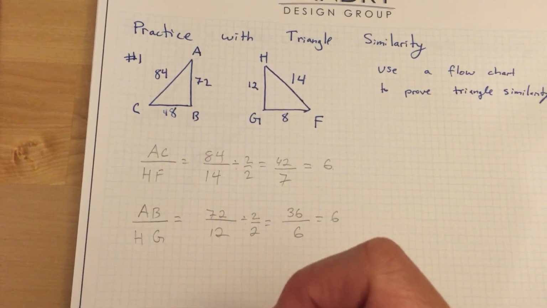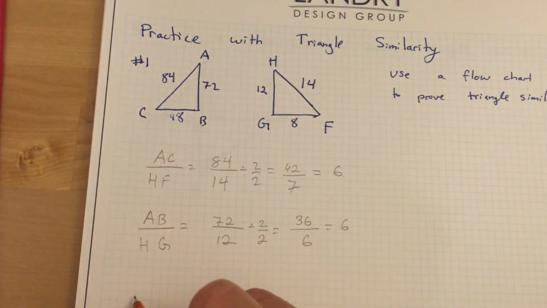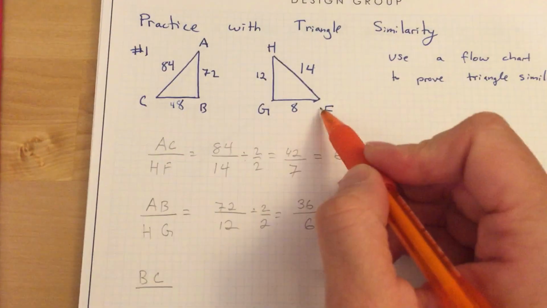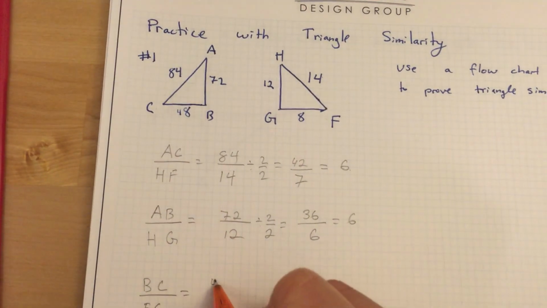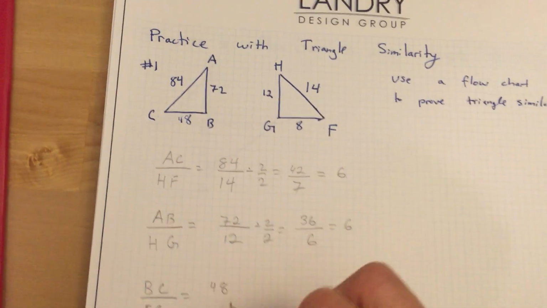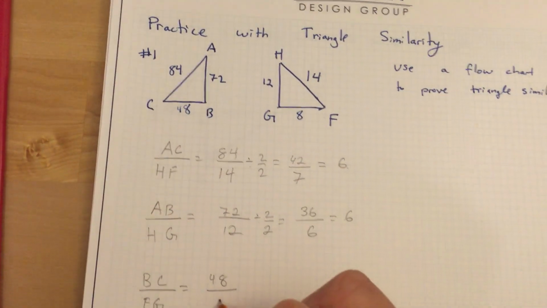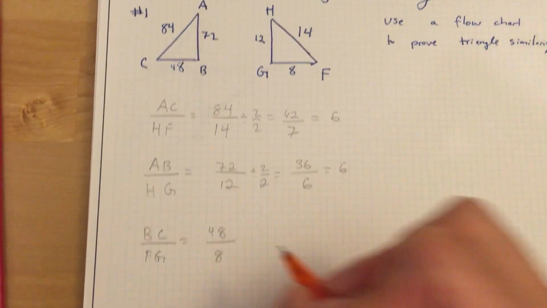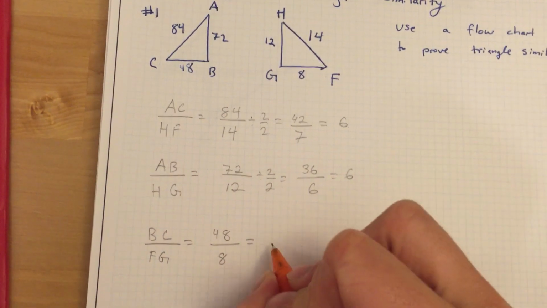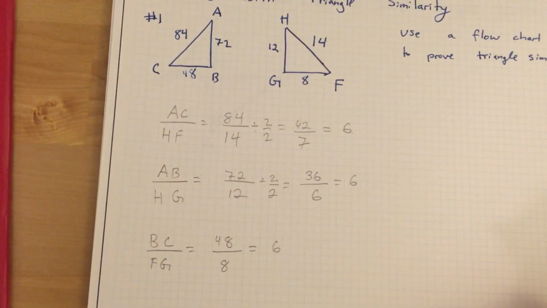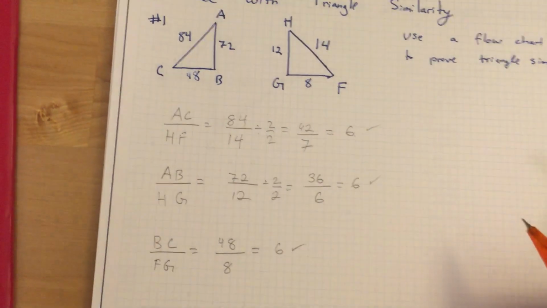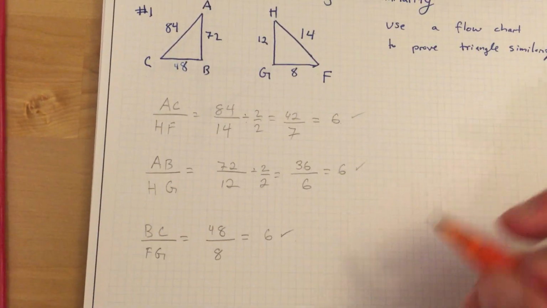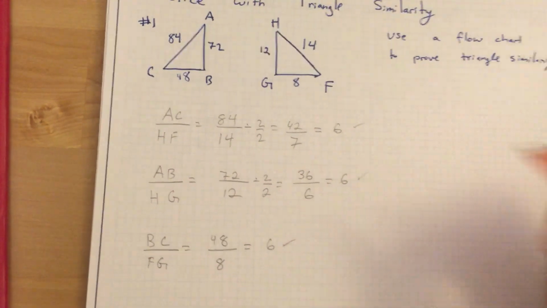All right, so last but not least, let's do B to C, and then from here, we'll do F to G. So B to C is 48, and I got 8 right there. And 48 and 8 goes in 6 times. Perfect. So notice they're all the same ratio. So we do know that they are similar.